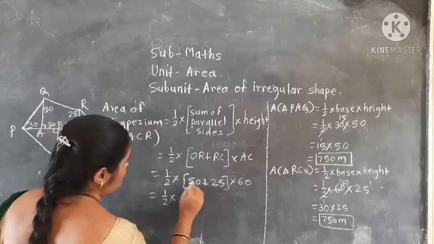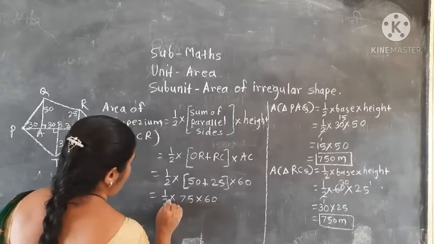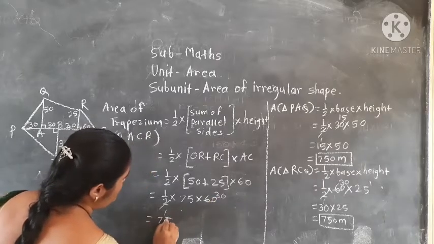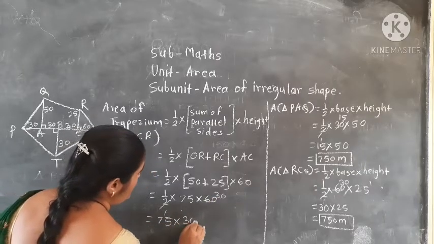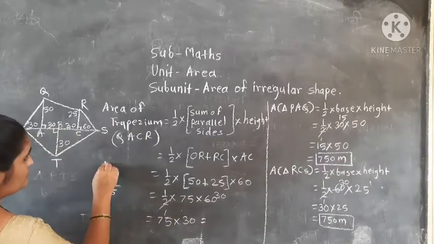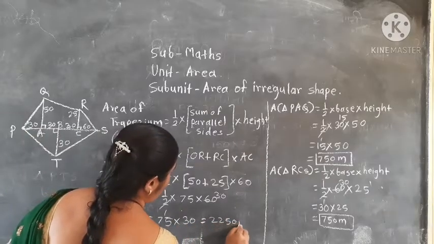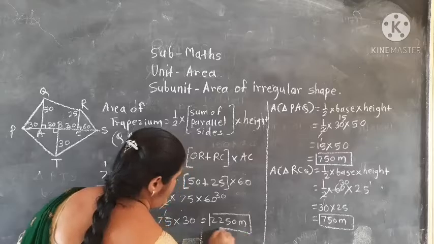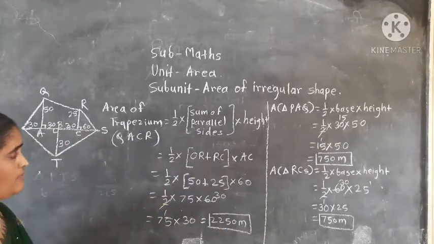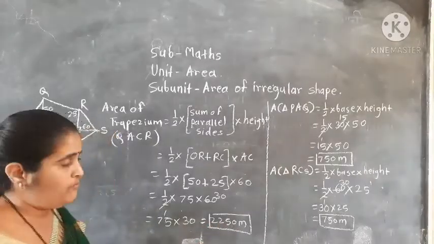1/2 into 75 into 60. Let's divide 60 by 2. Answer will be 30. Remaining values are 75 into 30, and answer will be 2250 meter. The area of trapezium QACR is equal to 2250 meter.